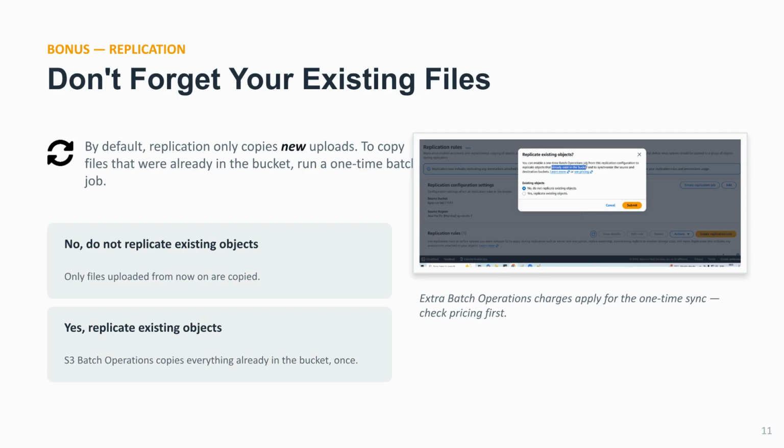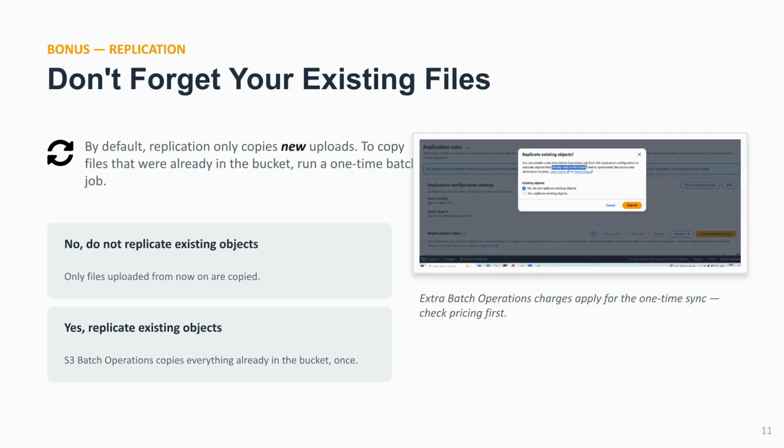Existing files already present in the bucket are not automatically copied unless you run a one-time batch operation. For example, if you have 5 years of files already in a bucket and you enable replication today, new files may start replicating, but old files may remain only in the source bucket. To copy existing objects, you can use S3 batch operations. This runs a one-time job to replicate existing files.